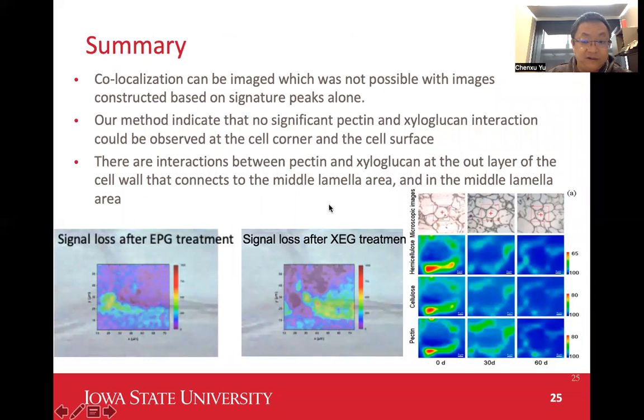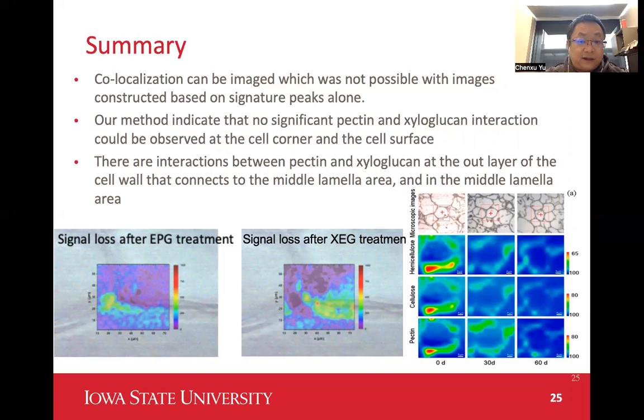So as a summary, what we did was to develop a technology that will allow us to reveal colocalization between different polysaccharide species in plant cells, in the plant cell structure, which is otherwise not achievable with regular spectroscopic imaging or other imaging techniques.